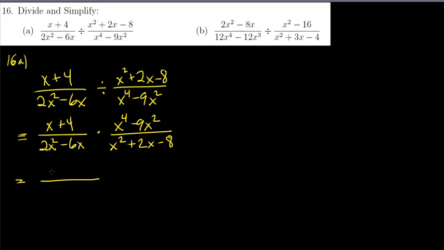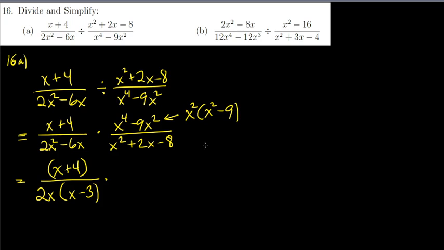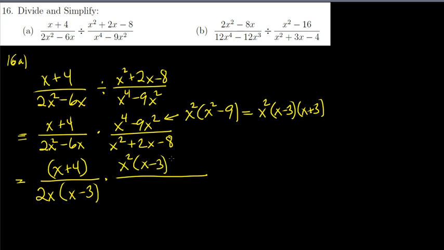So the first numerator is x plus 4. That's prime. There's nothing we can do with that. For the first denominator, the GCF is 2x, so let's factor out the 2x. Okay, so far. For the second denominator here, x to the 4th minus 9x squared, the GCF is x squared, so we can factor out the x squared, so it's x squared times x squared minus 9. However, x squared minus 9 is not prime. We can factor that as the difference of squares, a squared minus b squared. So we get a minus b times a plus b. Or in this case, x minus 3 times x plus 3.